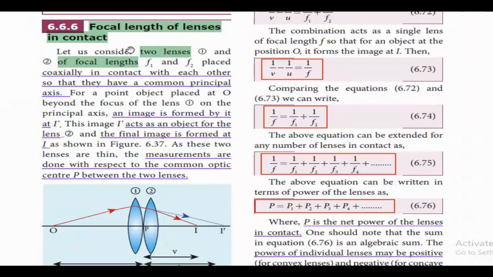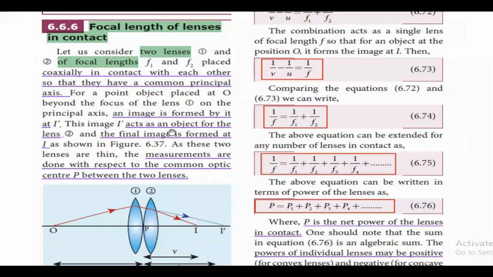Next, we are going to study the focal length of lenses which are in contact. For this, let us consider two lenses 1 and 2 of focal lengths f1 and f2 placed coaxially in contact with each other so that they have a common principal axis. And for a point object placed at O beyond the focus of the lens 1 on the principal axis, an image will be formed by it at I dash.